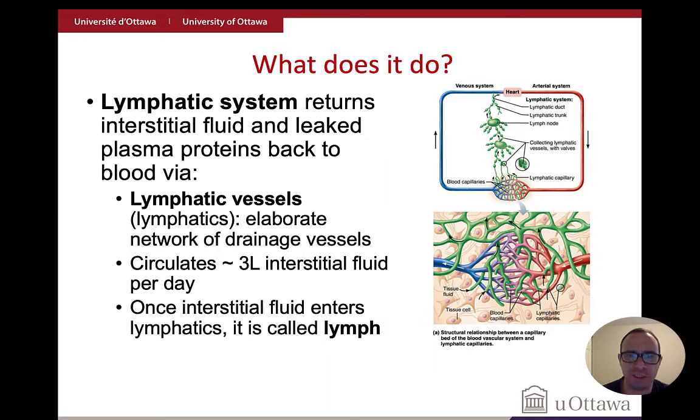Once that fluid enters the lymphatic system, we refer to it as lymph. So it goes from being blood to interstitial fluid, and then once it goes into these green vessels here, that's by definition when we refer to it as lymph. Okay, but initially it's fluid, mostly water, originally derived from blood plasma, that's coming from the blood.